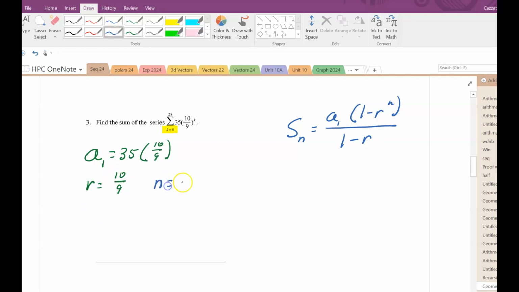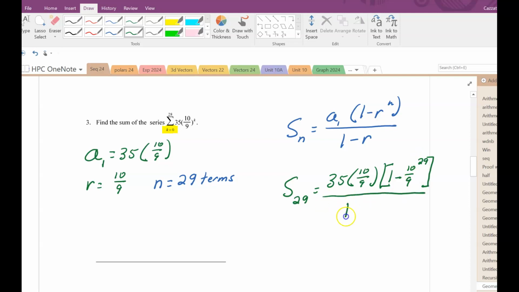The number of terms we are adding up is actually 29 because we are starting at 0. So when you plug into the formula, you're really adding up 29 terms. So it's 35 times 10/9 times 1 minus the ratio, and there are 29 terms you are adding up, divided by 1 minus the ratio. Doing that on my calculator, I get that the sum of the first 29 terms is 6372.72.